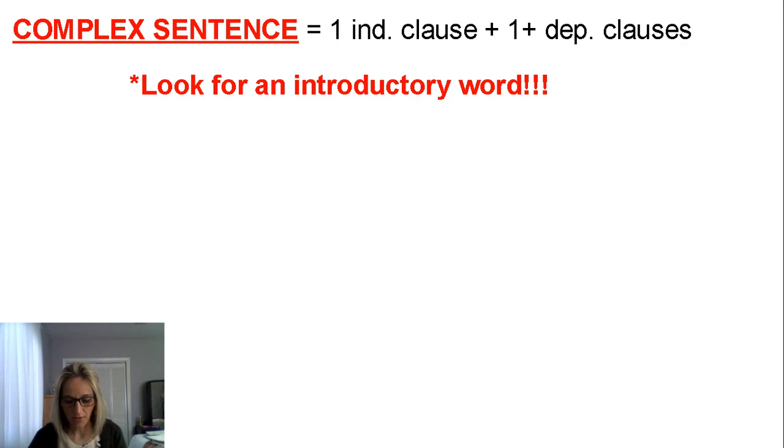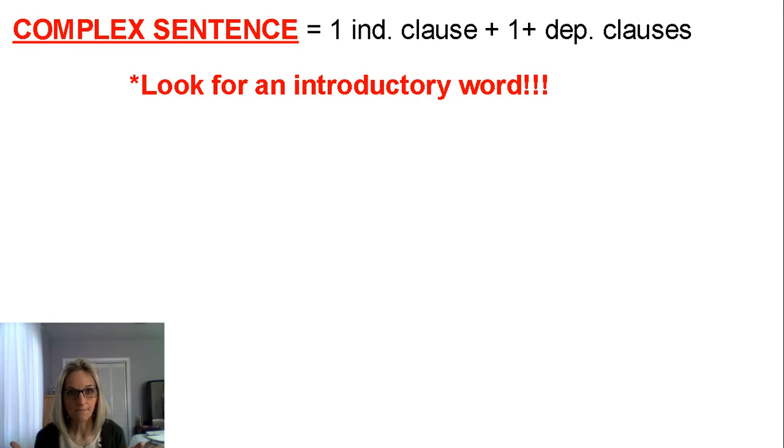The heart of him that hath understanding seeketh knowledge. Okay, do you see your introductory word? Put brackets around your clause. What is it? That hath understanding, right? Okay, now what's the subject and verb inside? That hath, okay? What's the subject and verb outside the dependent clause? Heart seeketh. Good.